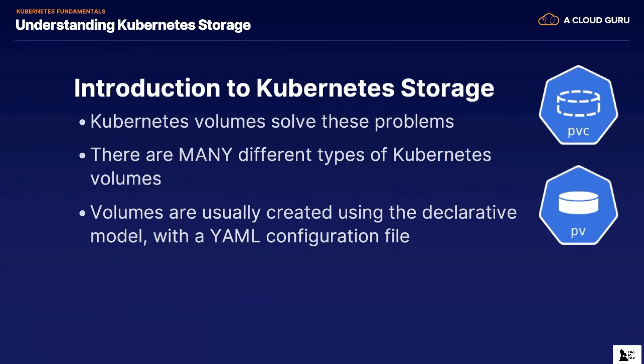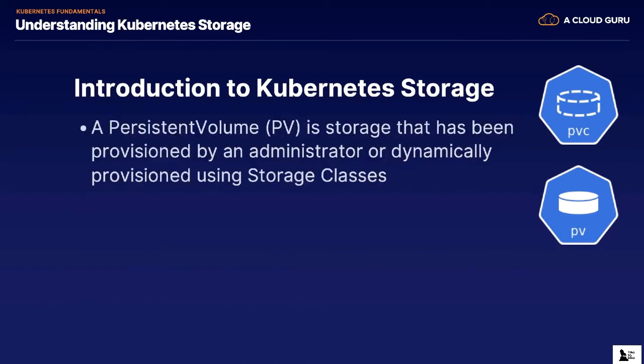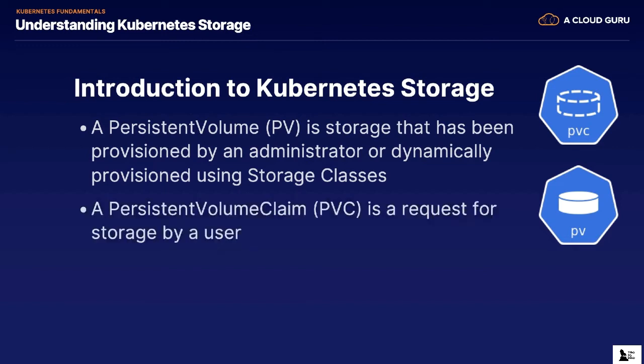Volumes are typically created using the declarative model with a YAML configuration file, and that's because volumes are a resource just like anything else in Kubernetes. Kubernetes has what they call a persistent volume, or PV, which is storage that has been provisioned by an administrator or dynamically provisioned using storage classes. And then a PVC, or persistent volume claim, is a request for storage by a user. So PVs are created and then PVCs are what consume the storage that was created.